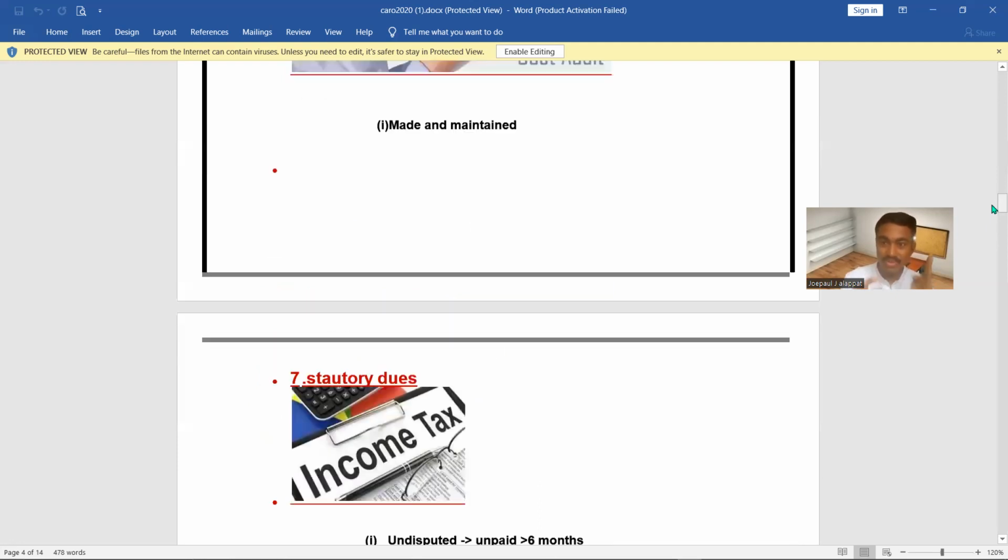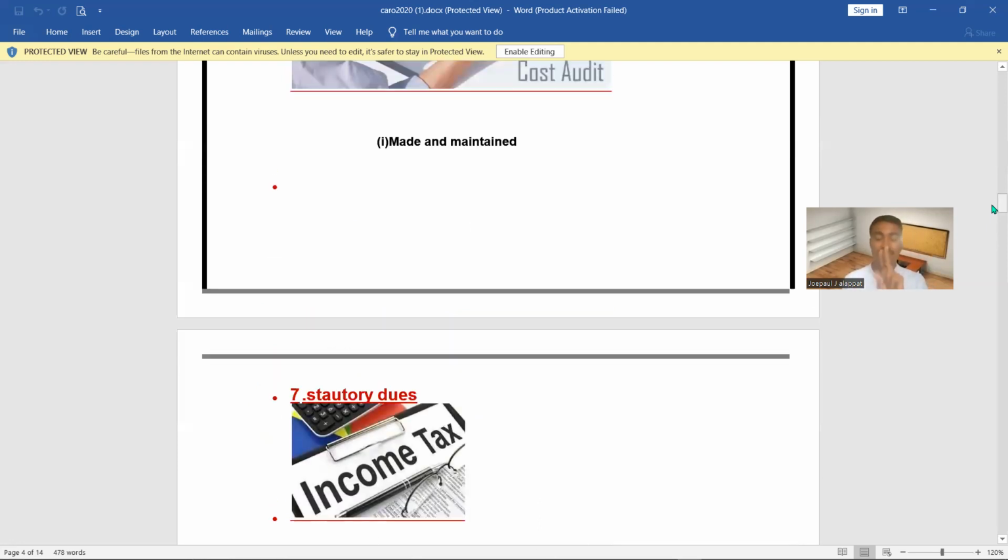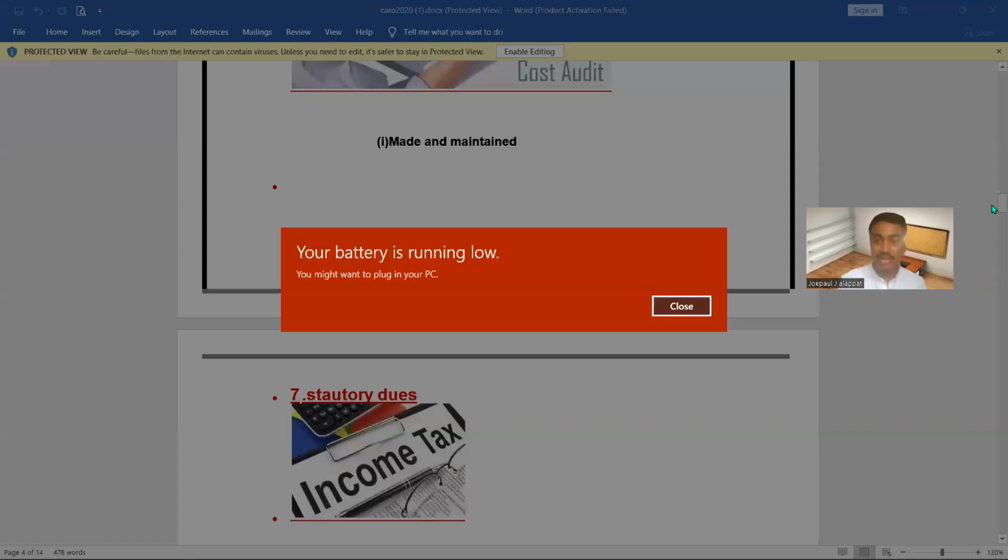Now, statutory dues, the seventh clause. There are two types of statutory dues: disputed and undisputed. We are taking the first case, disputed.